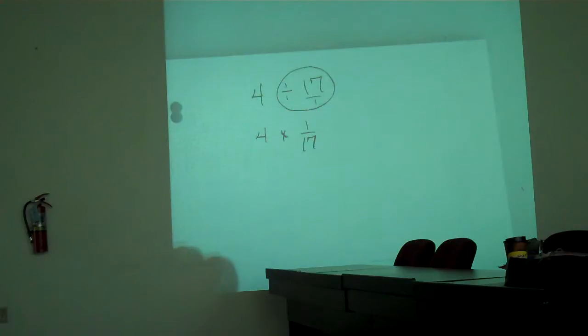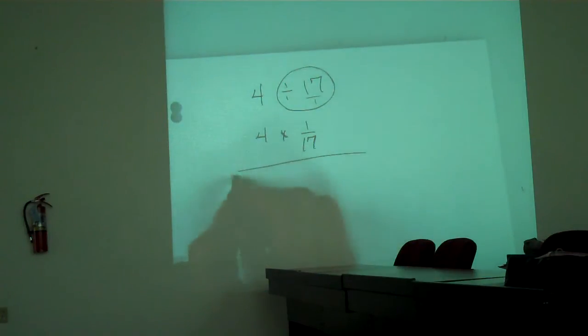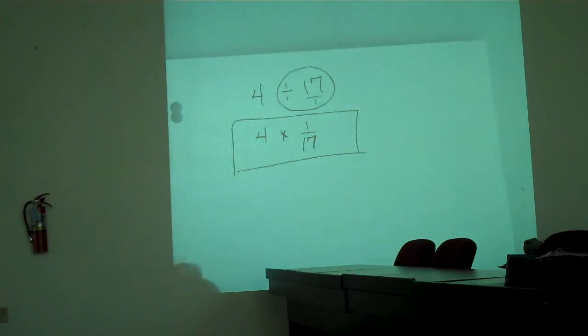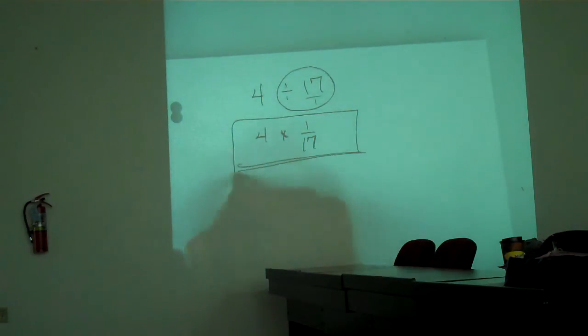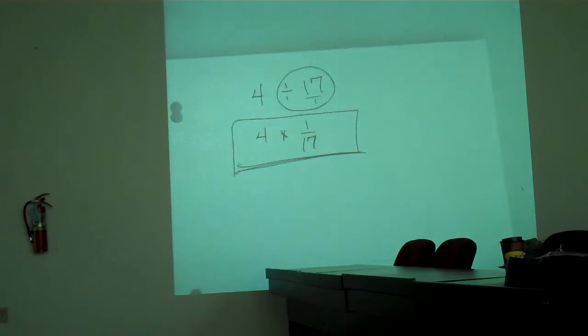There are some of the problems that say to rewrite them. You don't actually even have to multiply it out. If it says to rewrite it as multiplication, that's as far as you have to go. You don't actually get the answer 4 over 17, okay? It wants the problem written as multiplication. So on numbers 37, 38, 39, this is what you have to do. Just rewrite it.